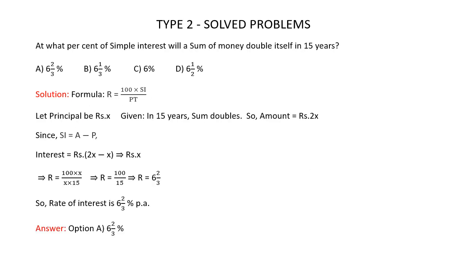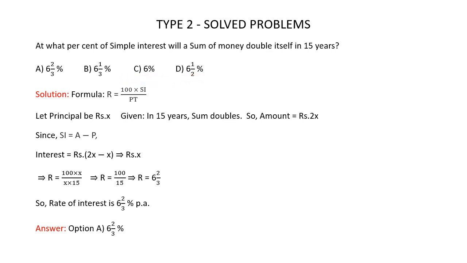Let's solve a few problems of type 2. Type 2 is questions where a sum of money multiplies in a certain number of years. At what percent of simple interest will a sum of money double itself in 15 years? Here you are given 4 options and you have to find out which of these options is the correct one.